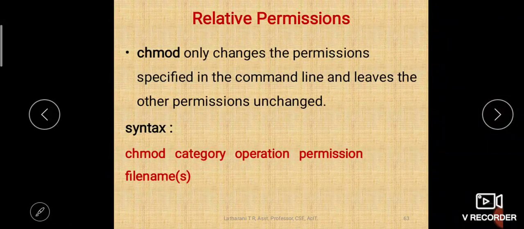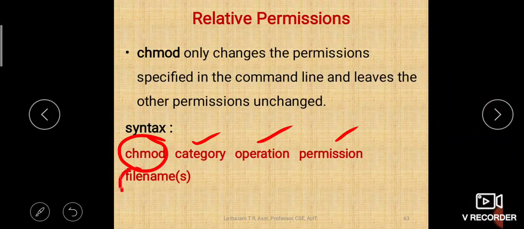So you will give the command chmod, then the category. Category is either the user, group or others. Operation is either plus or minus. Plus for adding the permission, minus for removing the permission. Then permission, which permission you want to give or remove, read permission, write permission or execution permission, that you will specify. Then to which file you are adding or removing the permission, that you will specify here in the space of file name.